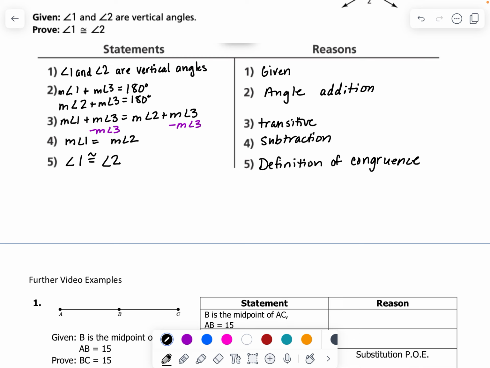And that's my proof. By the way, this stuff in the purple, that is not necessary. It doesn't need to be there. I wrote it for you, but it is not necessary in your proof.